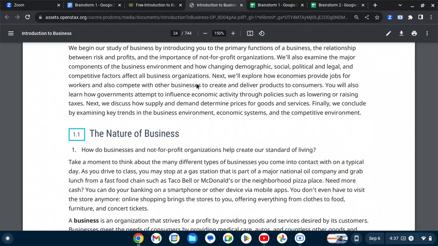You will also learn how governments attempt to influence economic activity through policies such as lowering or raising taxes. Next, we discuss how supply and demand determine prices for goods and services. Finally, we conclude by examining key trends in the business environment, economic systems, and the competitive environment.